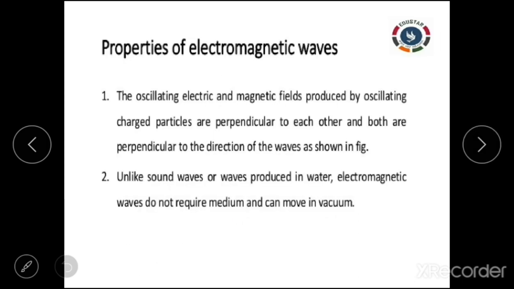Now we have a glance at the properties of electromagnetic waves. The oscillating electric and magnetic fields produced by the oscillating charged particles, that is our electromagnetic radiation, are perpendicular to each other. The next thing is, unlike sound waves and waves produced in water, electromagnetic waves don't require any medium. They can also travel in vacuum.